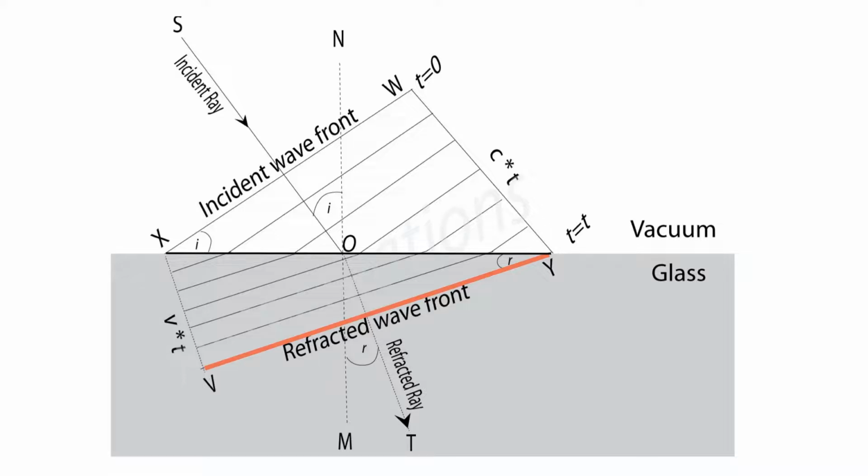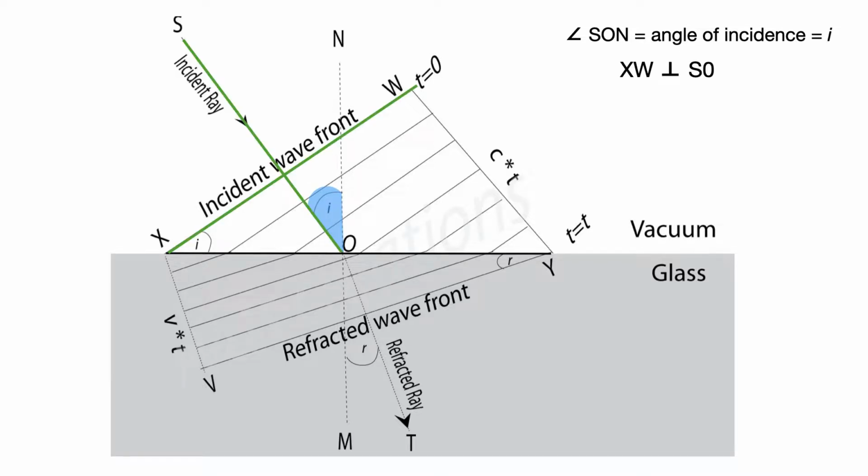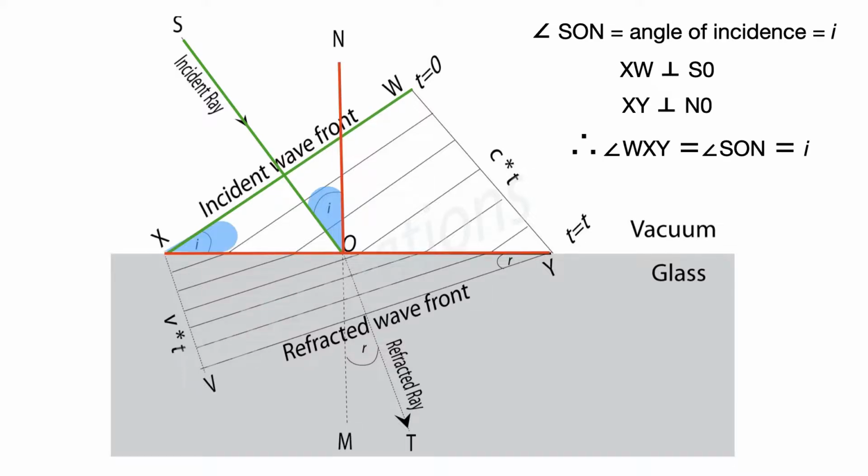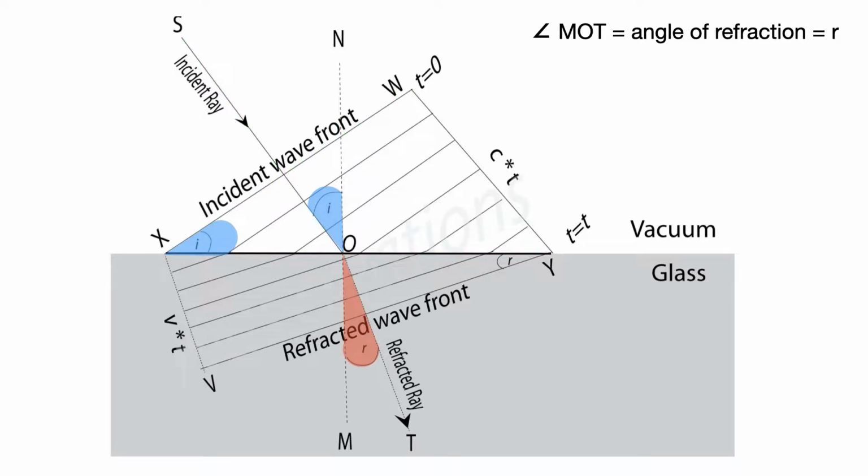The direction of the original ray is along SO. Inside the glass, the wavefront VY travels along the direction OT. The angle SON represents the angle of incidence, denoted by I. XW is perpendicular to SO. XY is perpendicular to OM. Hence, the angle WXY equals I. The angle MOT represents the angle of refraction denoted by R.